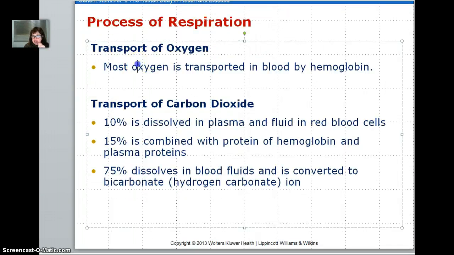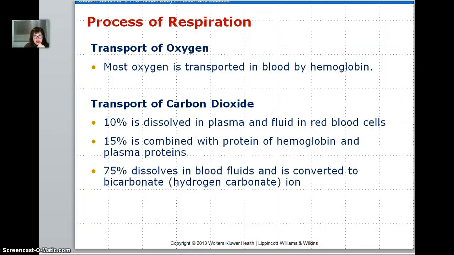When we look at oxygen, oxygen is transported by the hemoglobin. That's why it's very important to have a good hemoglobin and a good iron, because iron is the ion in the hemoglobin.